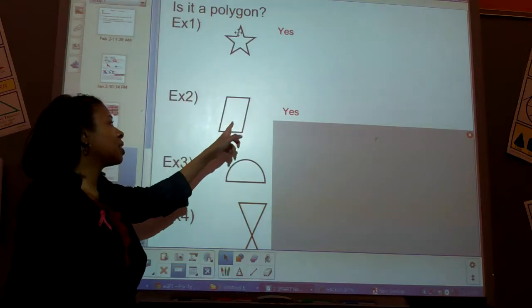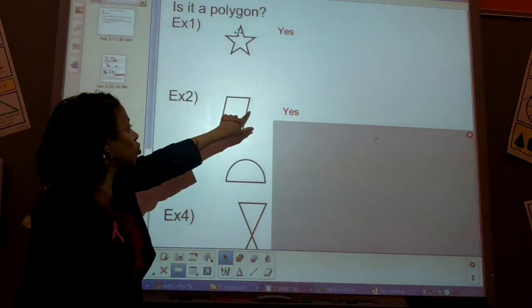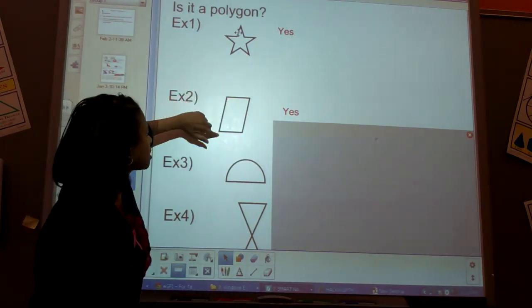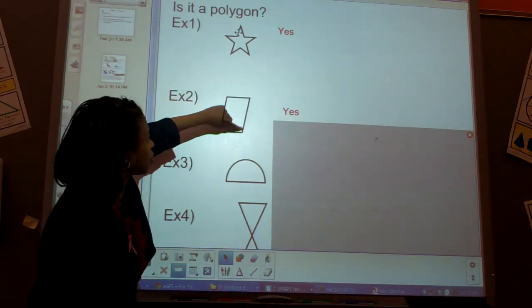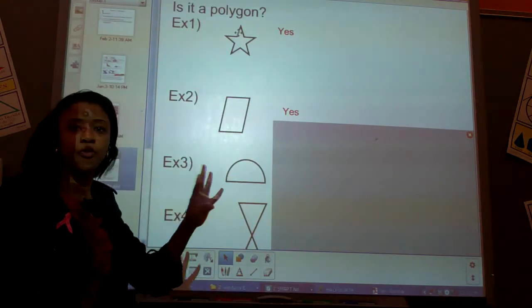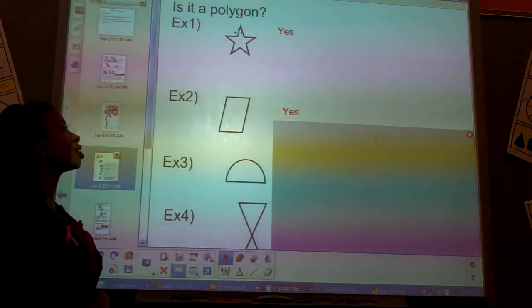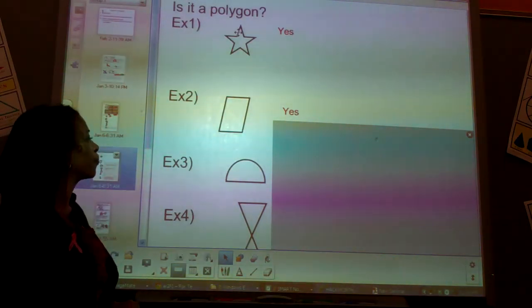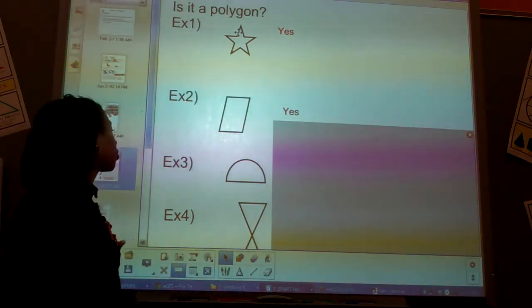How many sides is it? And I count 1, 2, 3, 4. Again, 1 side, 2 sides, 3 sides, 4 sides. And a 4-sided polygon is called a quadrilateral. Let's look at this here, number 3.